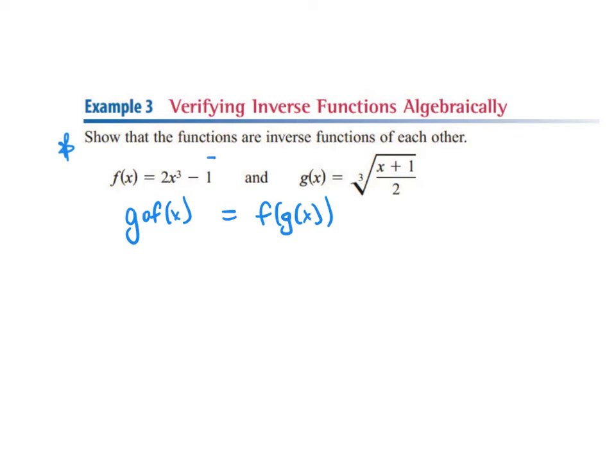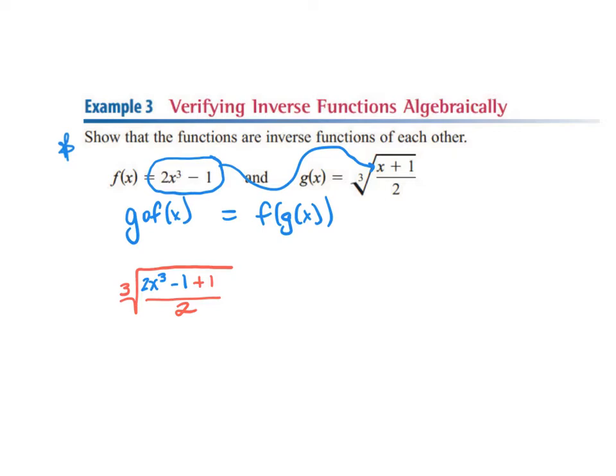I'm going to take the f function first. I'm going to plug it into the g right where the x is. So I'm going to write my g function, and it's cube root. Everybody with me? Instead of the x, I'm going to write 2x cubed minus 1. And then I'm going to finish the g function. So it's plus 1 divided by 2. Questions? I took the f function, put it into the g. And now we're going to simplify.